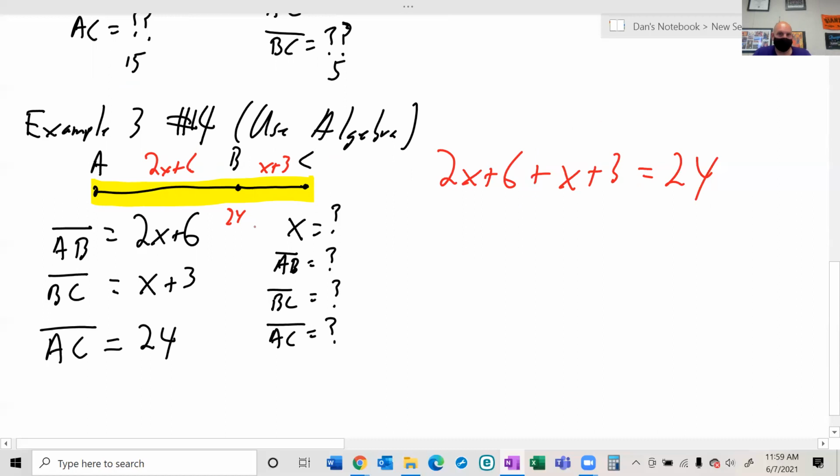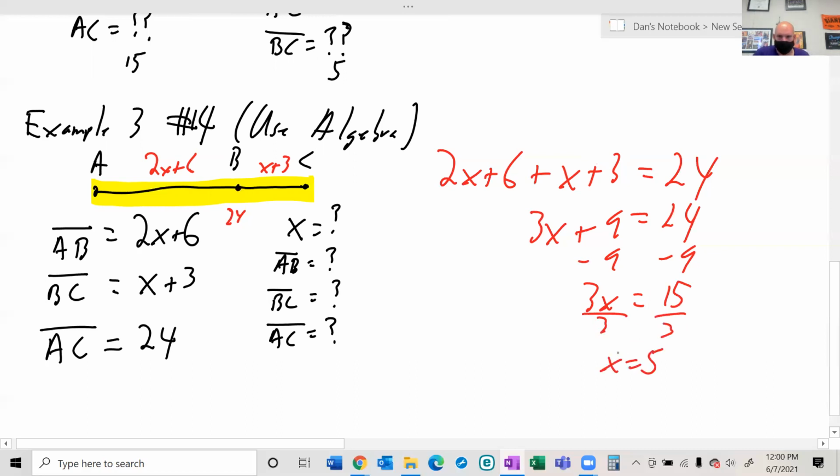Now you're going to do algebra. Distribute, combine, separate, solve. Alexis already did the combine like terms there. 2x and x is 3x. 6 and 3 is 9, right? So there's nothing to distribute. Like terms are combined. Now we're going to separate them. 3x equals, what is that? 24 minus 9, 15. And then solve it out. Divide by 3, divide by 3. X equals 5. So now we got the first part. X is 5.